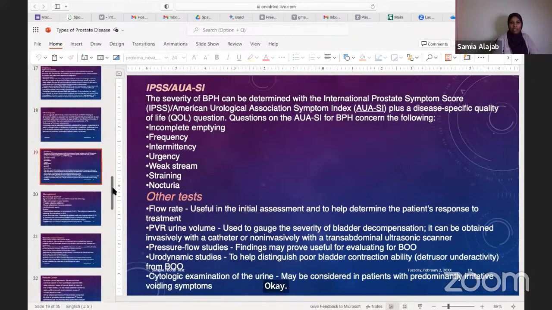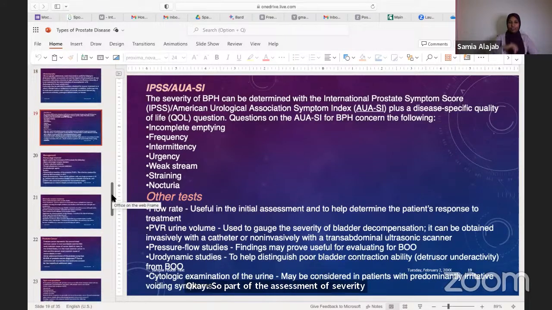So as part of the assessment of severity for benign prostatic hyperplasia, there are two systems being used to assess severity. One of them is the IPSS, which is the International Prostate Symptom Score, and the other one is the American Urological Association Symptom Index. We use these with a disease-specific quality of life question as well. These are questionnaires the patient will answer to assess severity.